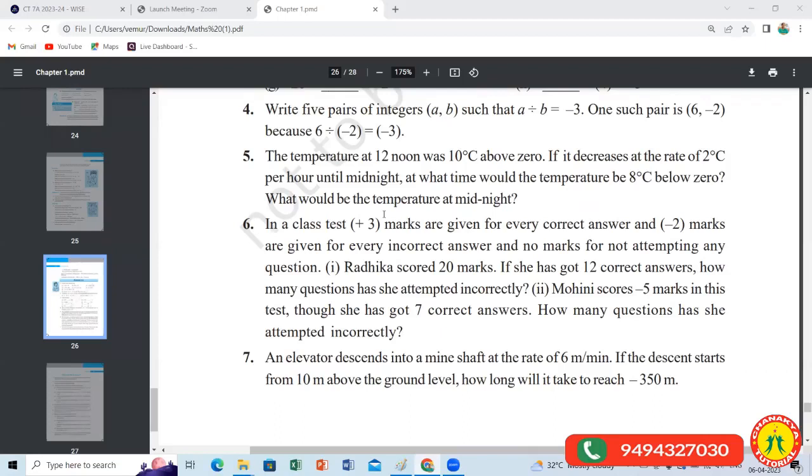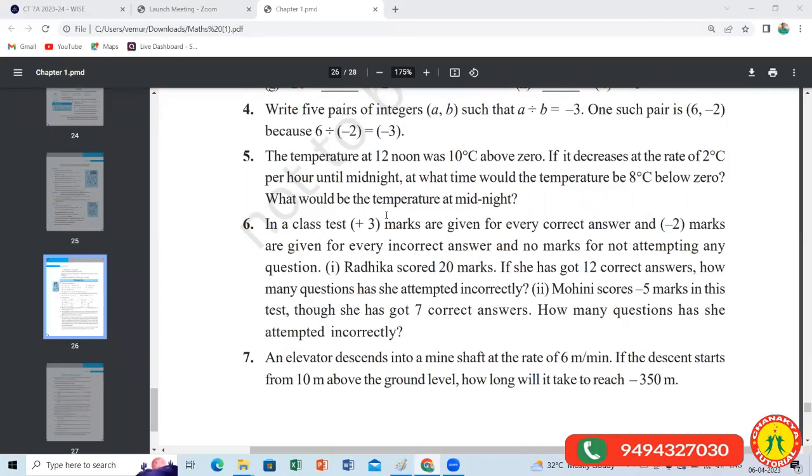If it decreases at the rate of 2 degrees per hour until midnight, noon to midnight, how many hours? Ma'am, 12 hours. If it decreases 2 degrees per hour, it means 12 into 2. 12 2s are? Ma'am, 24. Decreasing means minus. So initially 10 degrees Celsius minus 24 means what is the answer?